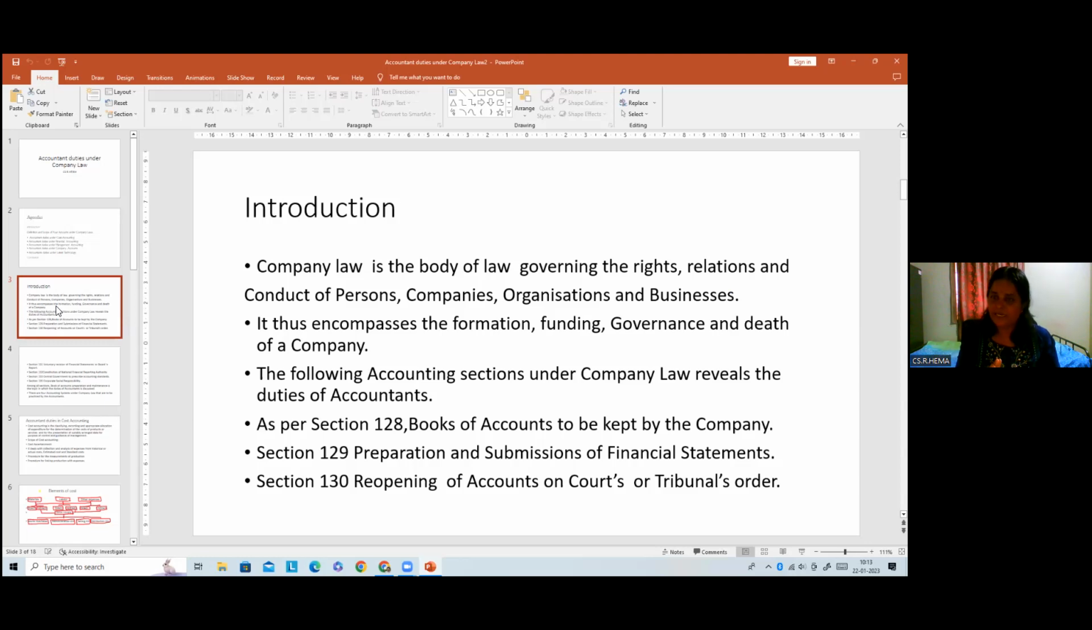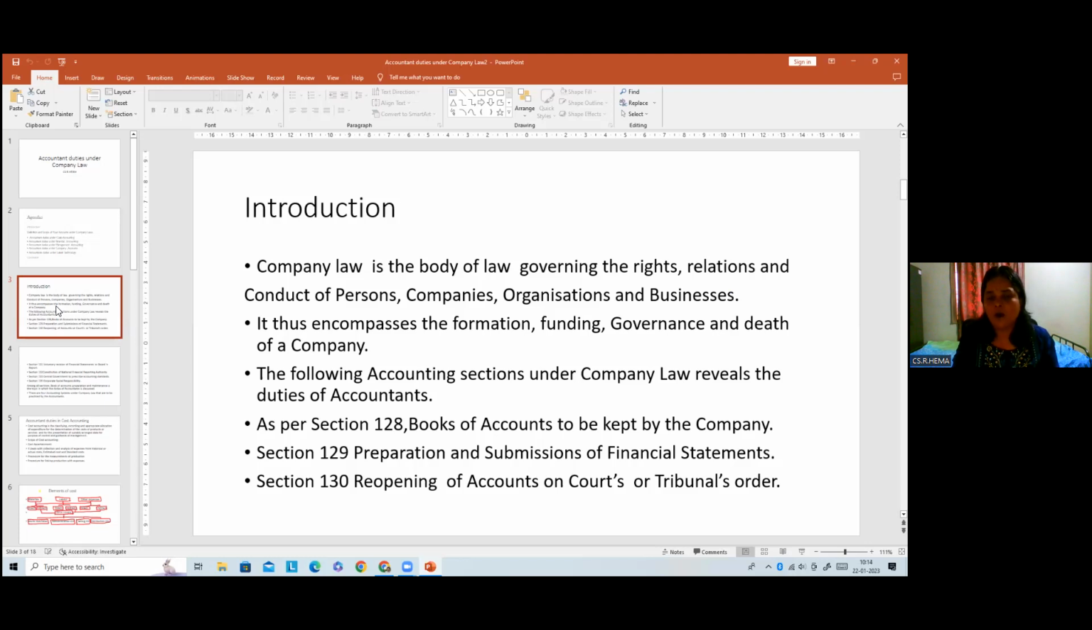Section 129, preparation and submission of financial statements. Your main duty is to prepare the financial statements. You would have come across the two important financial statements, that is the balance sheet and the income and expenditure statement. So section 129 deals with the preparation and submission of the financial statements. Section 130 is a peculiar section which will appear rarely, but it is also there. Your duty is there too.